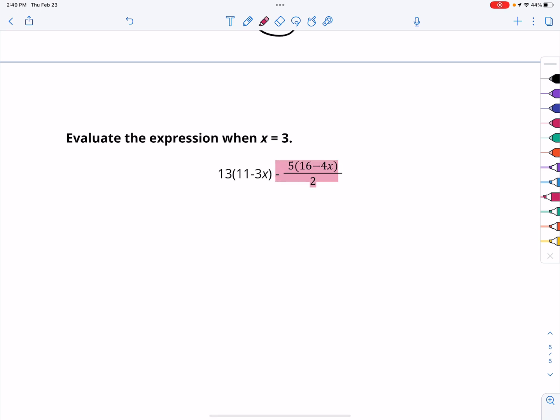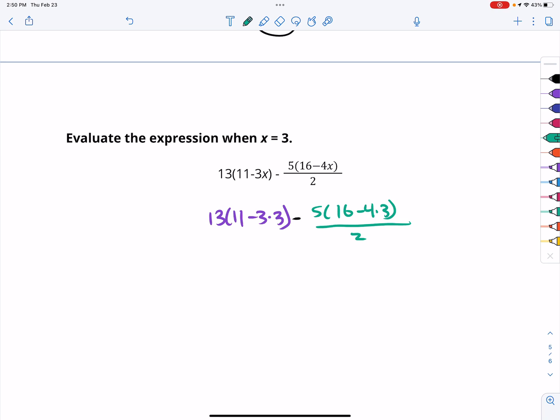So our subtraction is going to be the last thing we do. So I am going to keep track of those. And I'm going to evaluate, I'll keep the purple color code as well here. So rewrite and substitute minus, and then on the green side, we'll substitute again. 5 times 16 minus 4 times 3 all over 2.